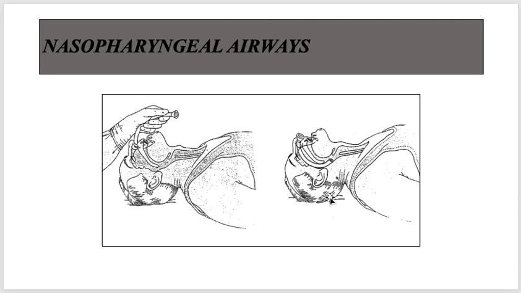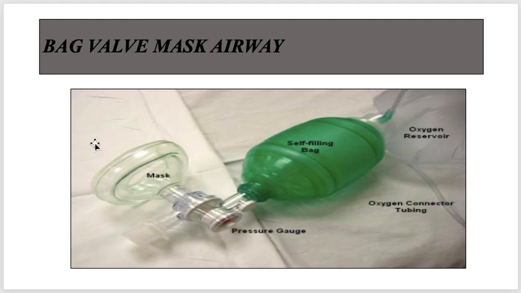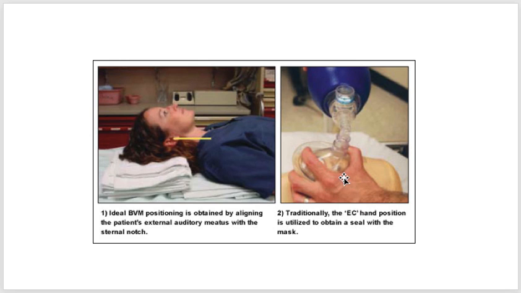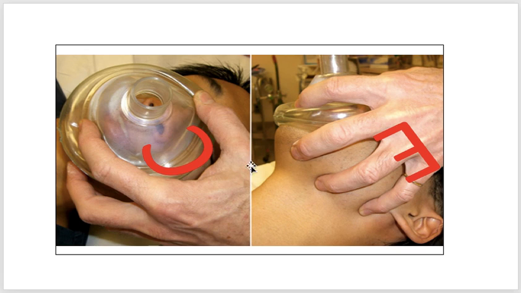And if we need a definitive airway, then we can go for endotracheal intubation. As I told you, nasopharyngeal goes up till here, but endotracheal goes down into the trachea directly. This is the bag valve mask airway. This is again the EC position to hold the bag and valve, and to provide them with ventilation. Again, see, this is the C and this is the E, CE. So that's why you hold it in this way.